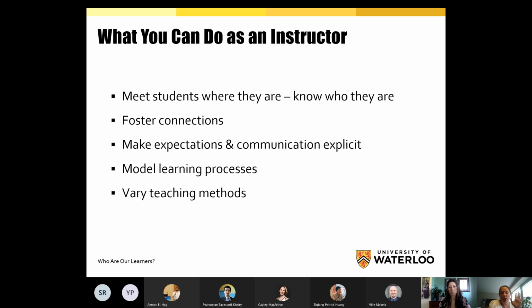Modeling learning processes, modeling in general, is very important. You need to demonstrate how, as a discipline expert, you go about making sense of information, how you go about solving a problem, how you think about packaging and parsing information, all of those things. You model so many things as an instructor, and that's important to bear in mind.